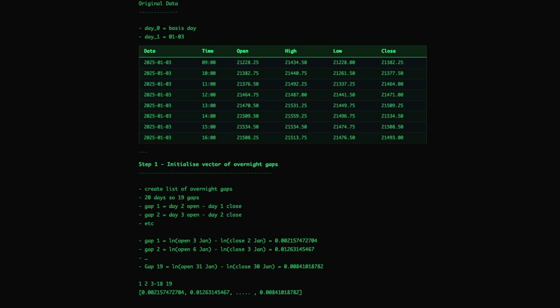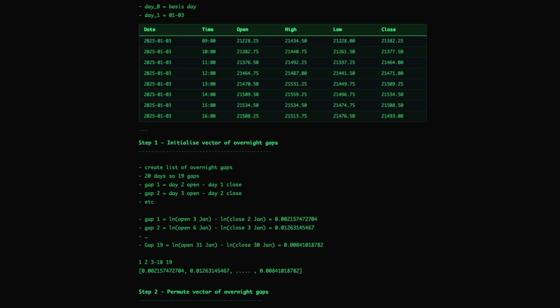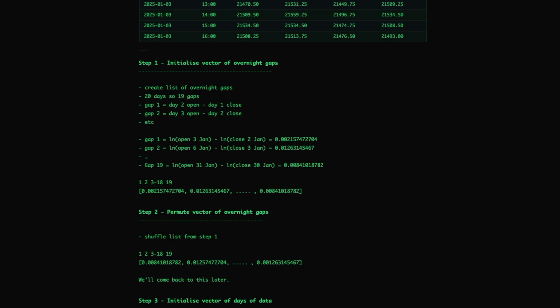We have a vector of size 19. They can be positive or negative. In our run, they're typically on the order of a few hundredths of a percent in log terms. Small, but they add up over the month. Step 2 is to permute the vector of overnight gaps. This just means shuffle the list around. This may give us something like this. We'll come back to this later.